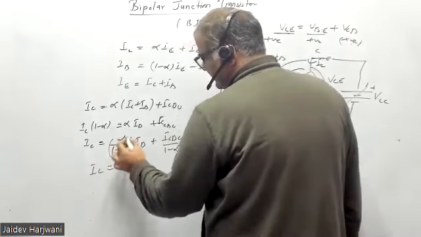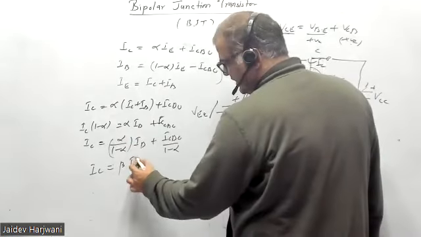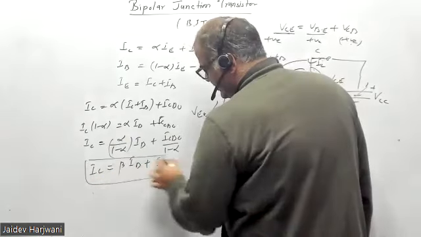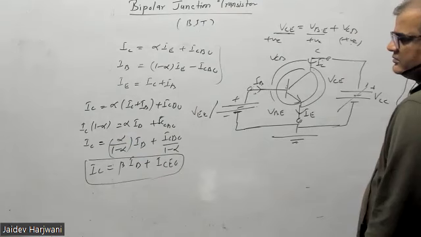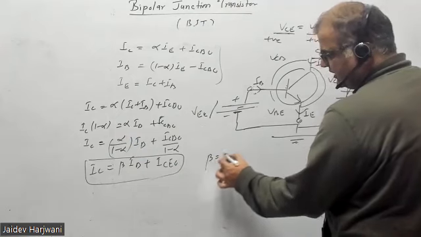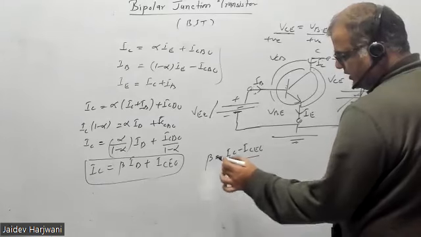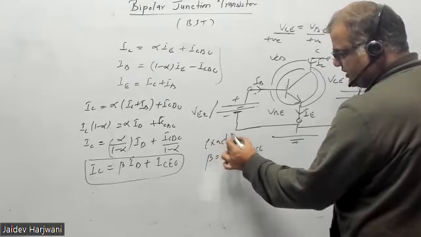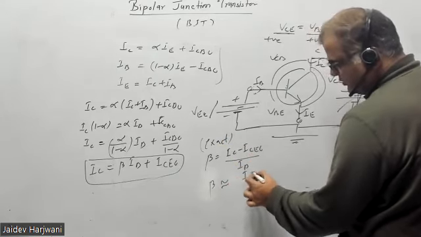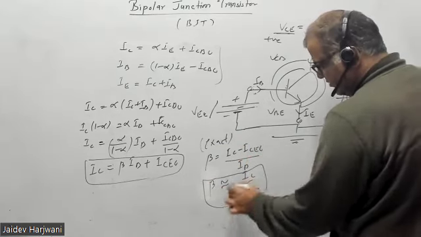So alpha upon 1 minus alpha is beta, the current gain in common emitter configuration, beta IB, and the second term becomes ICEO, the reverse saturation current in common emitter configuration. This equation slightly modifies. And beta is basically IC minus ICEO upon IB. Okay, the exact relation is this one. You should know this one, and as a rough relation you can neglect this term and write beta equal to IC upon IB.